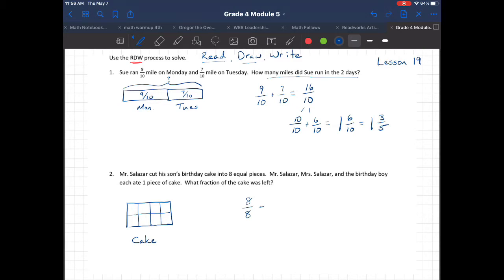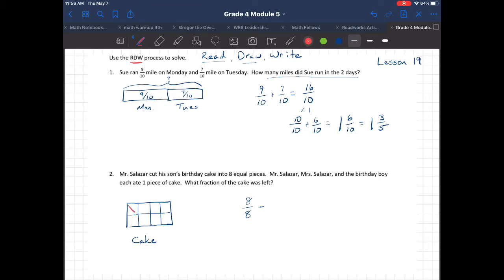Okay, reading. Mr. Salazar cut his son's birthday cake into 8 equal pieces. Mr. Salazar, Mrs. Salazar, and the birthday boy each ate 1 piece of cake. What fraction of the cake was left? So my draw part, I drew a cake. I'm going to draw a little more.